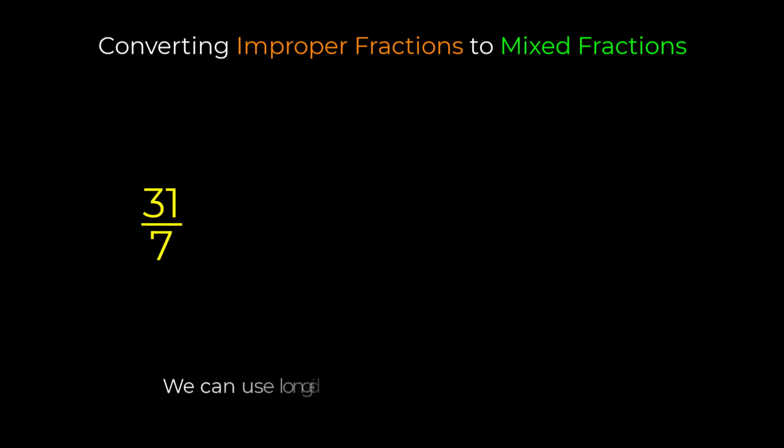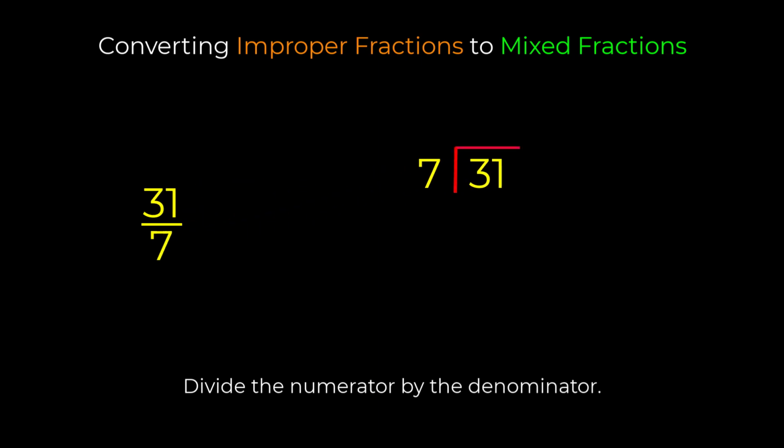We can use the long division skills we learned years ago. Some of you may be rusty, so let's go through it. Simply divide the numerator by the denominator using long division. 7 goes into 31 4 times. 4 times 7 is 28. We have a remainder of 3. So the mixed fraction is 4 and 3/7.